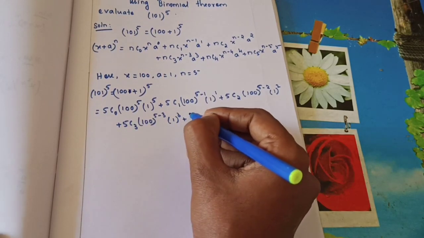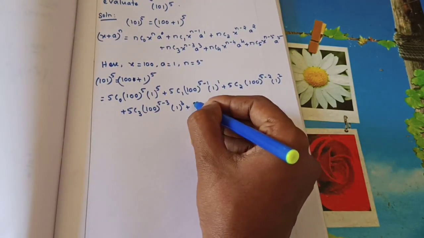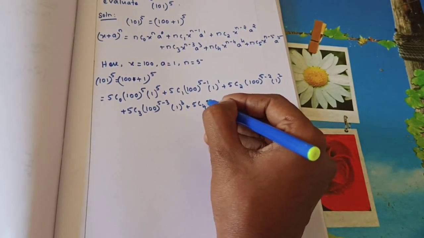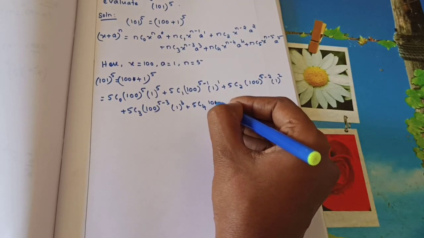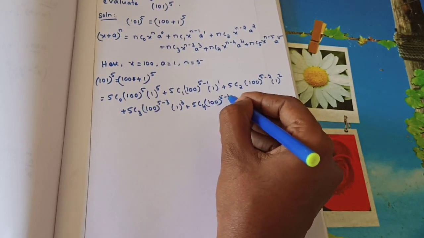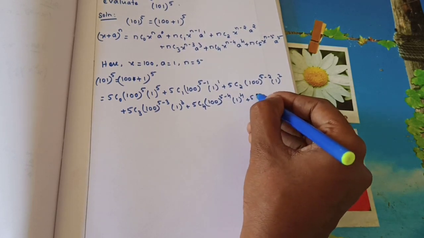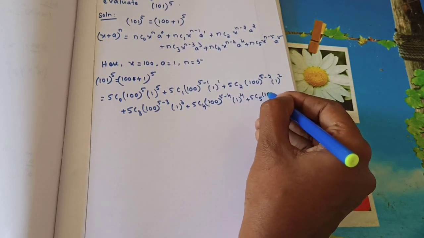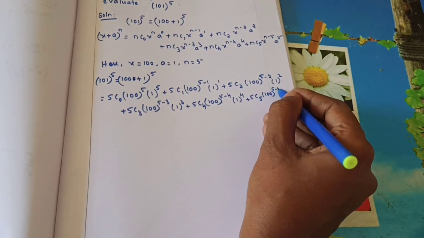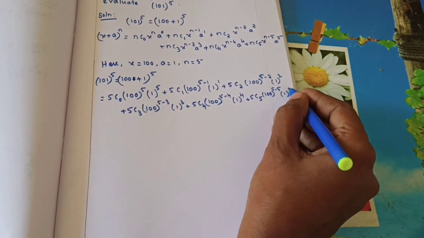Then nC3, that is 5C3 times 100 to the whole power 5 minus 3, with 1 to the power 3, plus nC4. Is it right? nC4 means 5C4 times 100 to the power 5 minus 4, with 1 to the power 4. Then nC5, that is 5C5 times 100 to the power 5 minus 5, with 1 to the power 5.